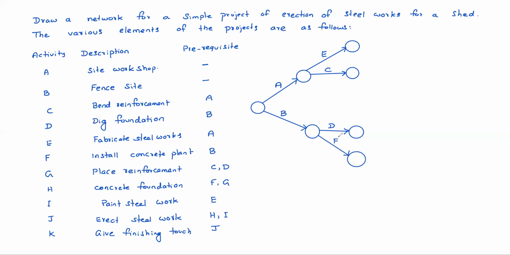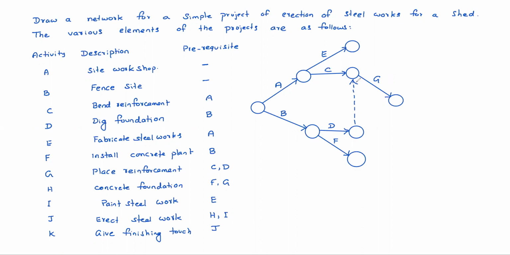G is depending on C and D, both. So how to do this? Suppose I put G somewhere here. G is depending on C as well as D. So that means after completion of C and D only, G has to be started. That means I can go for a dummy here now. Just like that, G is depending on C and D. Understood, sir.